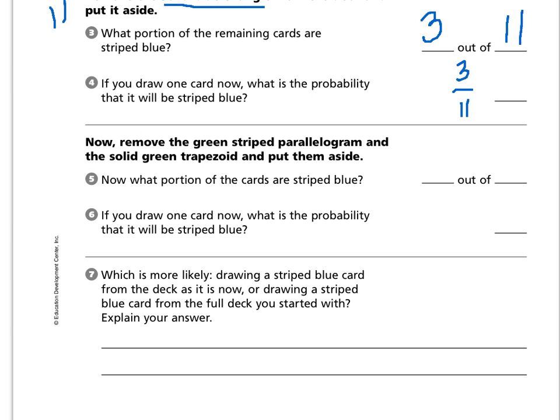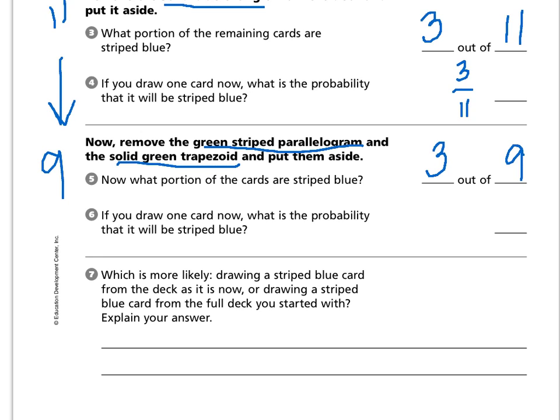Now I'm going to remove the green striped parallelogram and the solid green trapezoid and put them to the side. So from 11, I'm going to be down 2 more cards, which would put me at 9 cards. Now what portion of cards are striped blue? Well, I didn't remove any of the striped blue ones, so it's still 3, but it's going to be out of 9 cards. If you draw one card now, what's the probability that it will be striped blue?